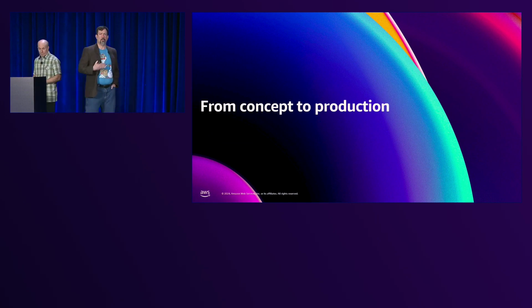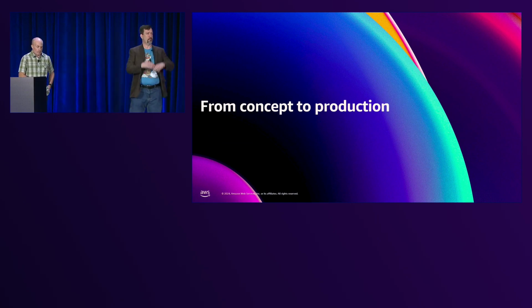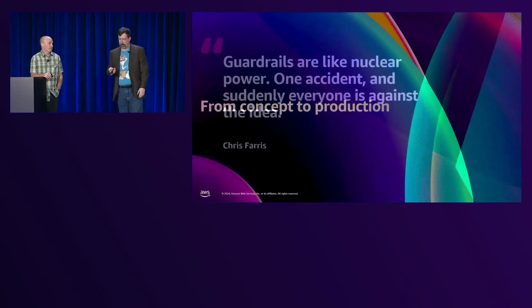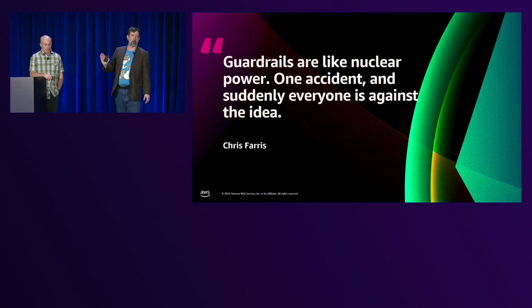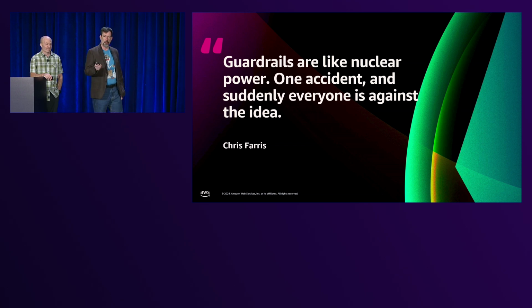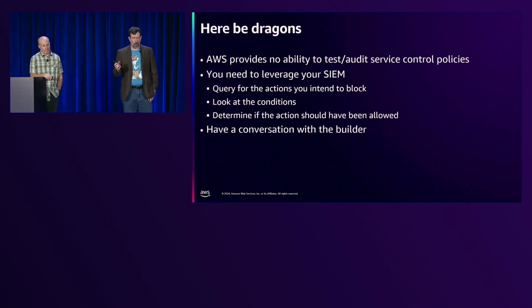So how do you actually get these deployed? You've got a great service control policy, you've got an invariant, you really want to get it out there. Well, in my experience, guardrails are like nuclear power, one accident and everybody's suddenly against it. So you want to be very careful, very cautious, very deliberate in how you roll out these invariants. AWS doesn't give you the ability really to test these.